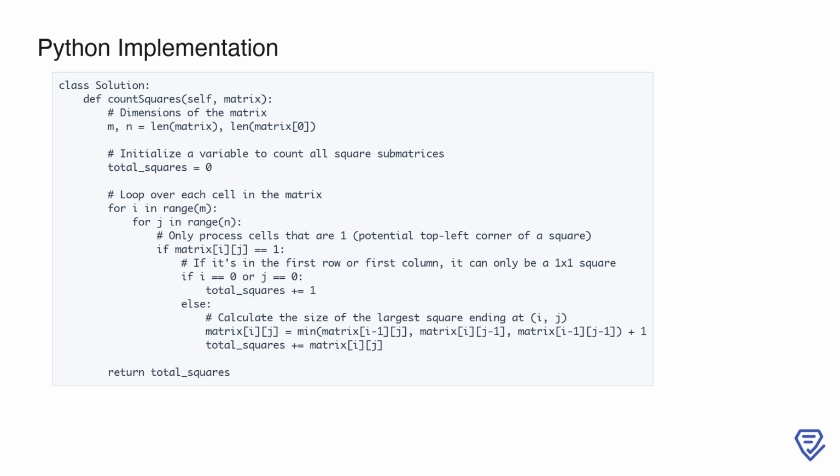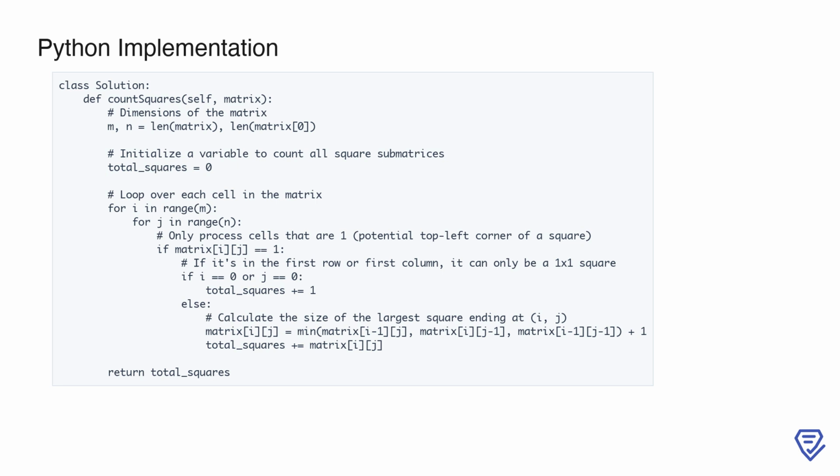If the current cell has a value of 1, indicating it's part of a potential square, it calculates the largest square submatrix ending at that cell. For cells in the first row or first column, the largest square is simply 1x1, since there are no cells above or to the left. For other cells, it computes the size of the square at (i, j) as the minimum of the values of the top, left, and top left diagonal neighbors plus 1. This ensures that only fully filled squares are counted. After calculating the size of the square at (i, j), its value is added to total_squares.